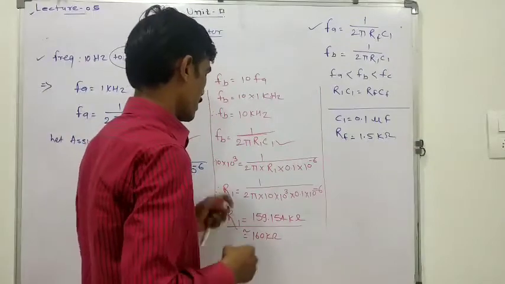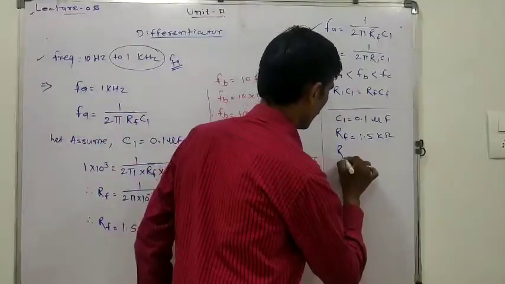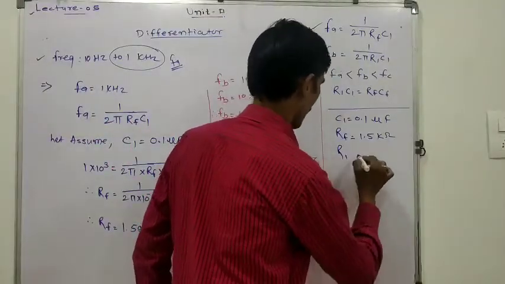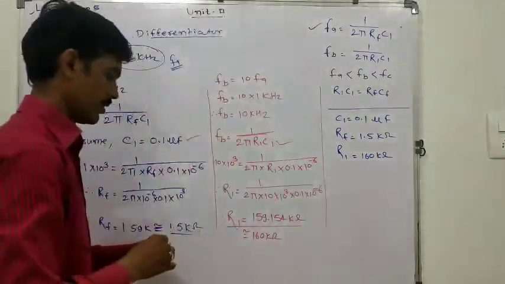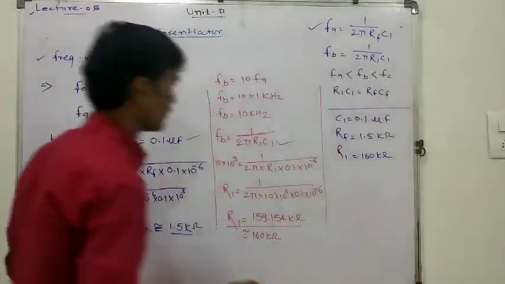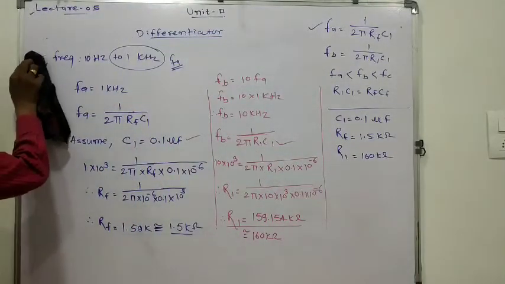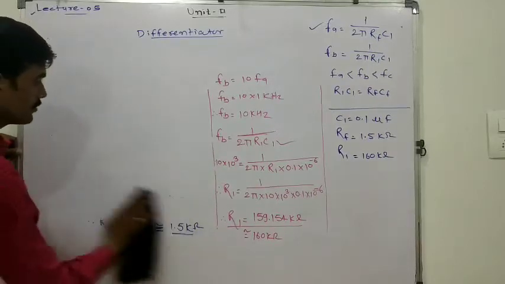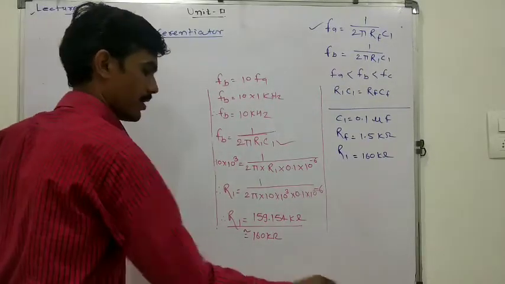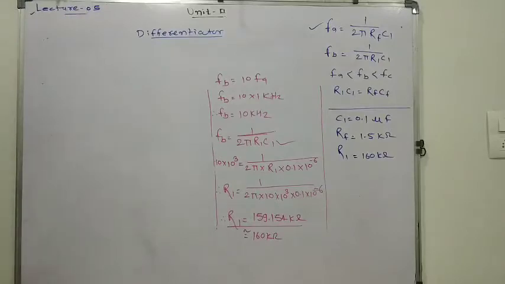So write down the value here. R1 is equal to 160 kilo ohm. Now next we know that... next is what? Next is to calculate.